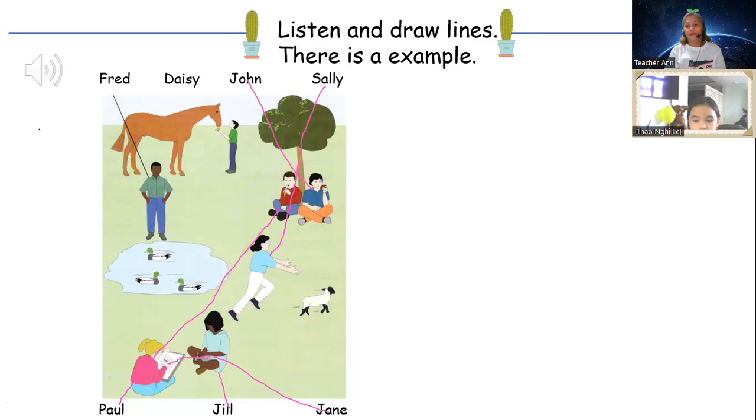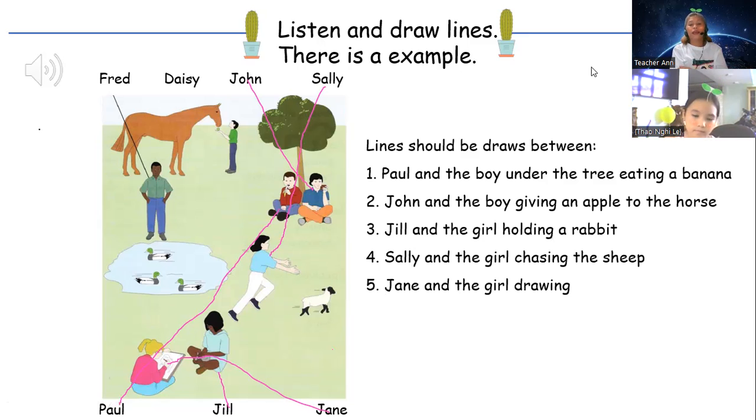Okay, done? Finished? Yeah, okay, let us check your answer. Okay, number one. Paul is the boy under the tree eating banana. Let us see. Oh, very good. Correct. Two, can you please read number two? John is a boy giving an apple to the horse. Very good. Let's see. John is the boy giving an apple to the horse.